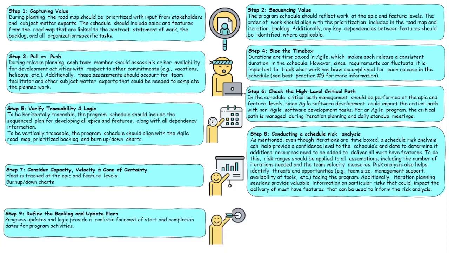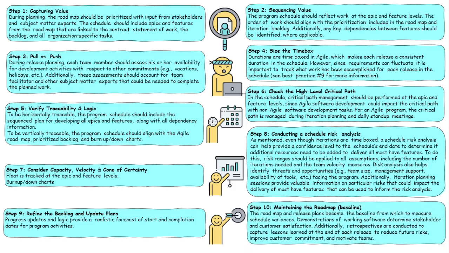Next step here is number 9, refine the backlog and update plans. Progress updates and logic provide a realistic forecast of start and completion dates for program activities. As you go through this timeline at the much higher level, there's a lot of refinement going on. We call this refining the backlog. One of the key things that you hear about backlog refinement is we're trying to get to a more granular and complete understanding of the items to be done. So as you refine the backlog and update plans, it gets you closer to your goal.